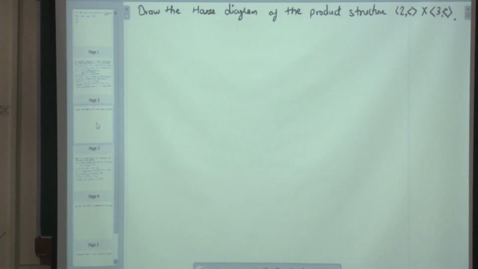Okay, so we have defined the product structure. Just to give you a feel of product structures, I have asked a very simple question here. So 2 less than, what is the ordering on 2? What are the elements of 2 first of all? 0 and 1. And 3 is 0, 1 and 2. The ordering is the usual ordering, and now we are supposed to find the universe of this product structure. How many elements will the universe have? 6 elements. And how are they arranged in the form of a Hasse diagram?